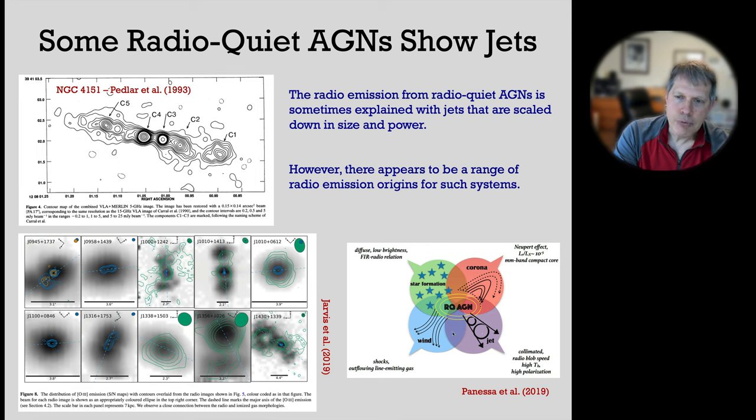Some people believe, and probably all of these have elements of truth to them, that jets are perhaps the most important factor in producing the radio emission of radio quiet active galactic nuclei. Some people believe the corona may actually produce a significant amount of the radio emission. Some people believe that outflowing winds, like I talked about in the lecture on winds, may produce much of the radio emission. And then, of course, star formation in the host galaxy almost surely produces a significant radio emission as well. And you can read this review paper on the sources of the radio emission from radio quiet AGNs if you'd like to learn more about that. Okay.